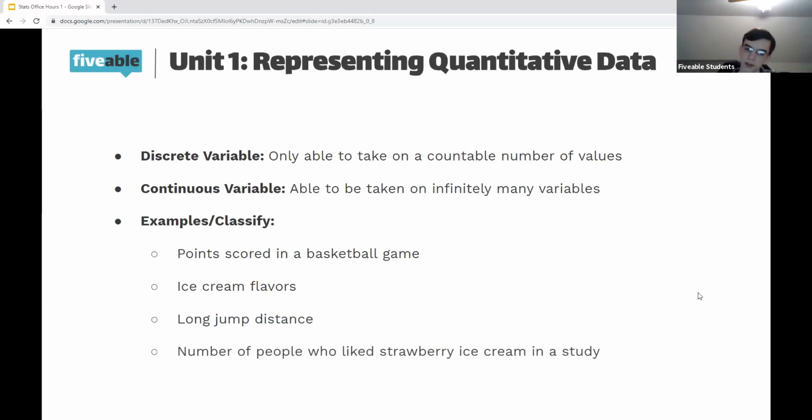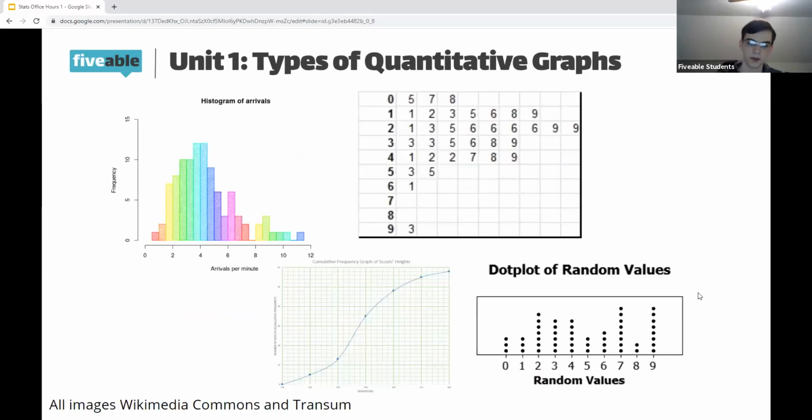This one's a bit of a tricky one. The number of people who like strawberry ice cream in a study. That is not actually a variable, because that's not a factor on which you're measuring. That is actually a statistic. And mile time, again, that's continuous, because theoretically there's a set time, even if you can't measure it exactly, at which you run a mile. And it's not like you can only run a 4-minute or a 5-minute mile.